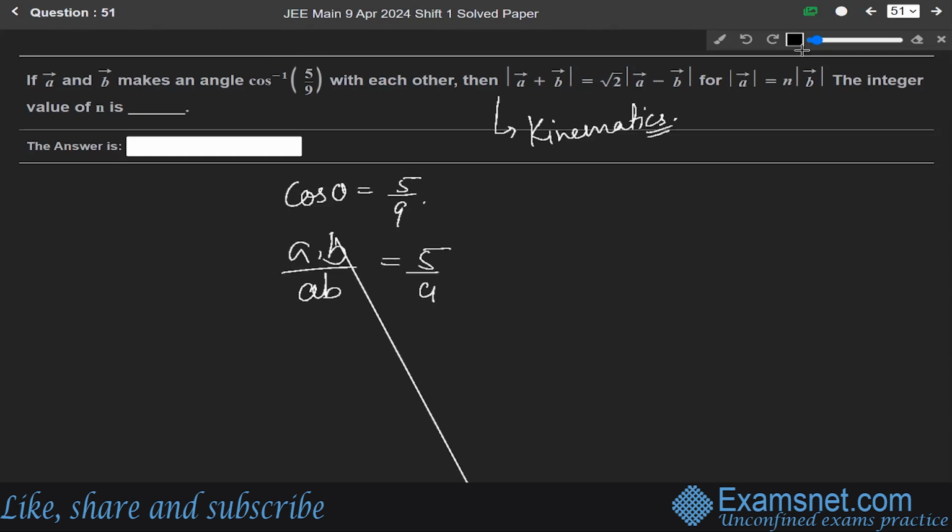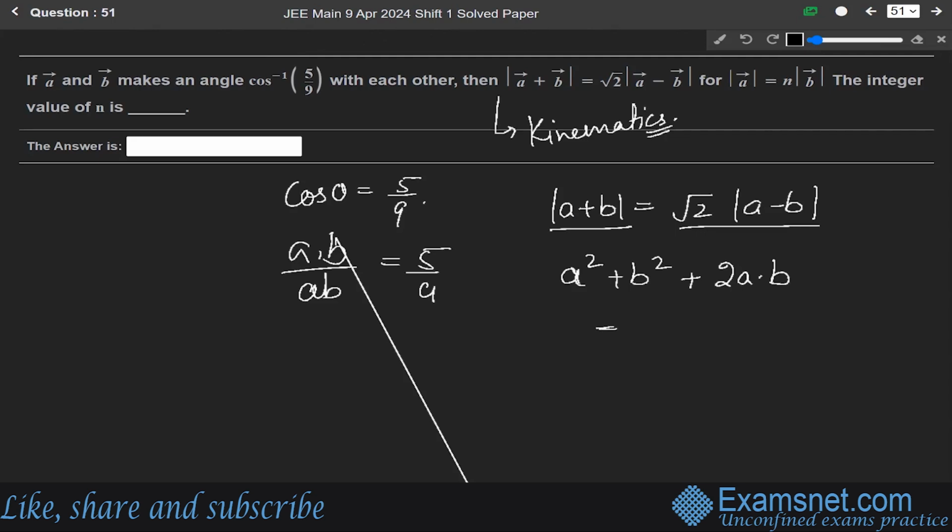We are given that modulus of A plus B is equal to root 2 times modulus of A minus B. From here, the resultant of A plus B will be A square plus B square plus 2A dot B, and the resultant of A minus B will be A square plus B square minus 2A dot B, so root 2 squared gives 2A square plus 2B square minus 4A dot B. Solving it, we get 6 A dot B equals A square plus B square.